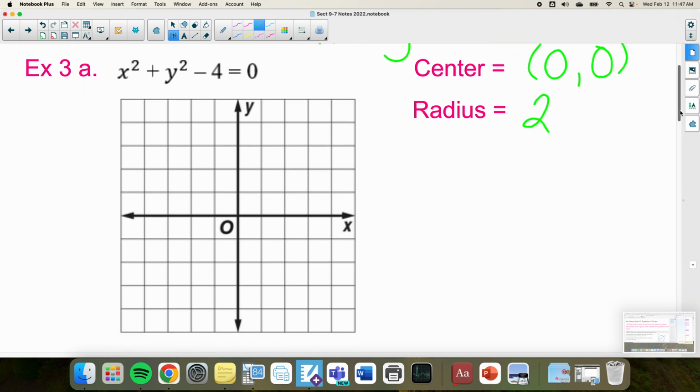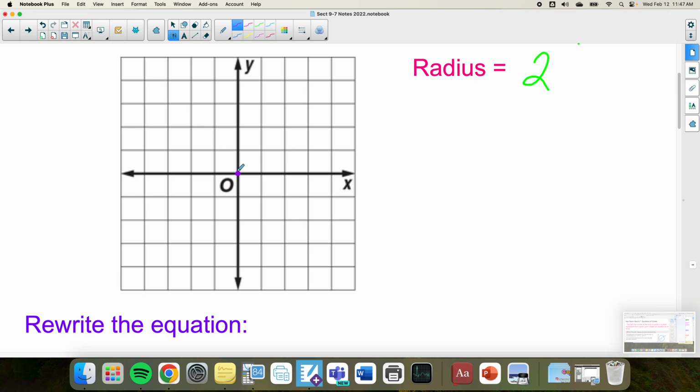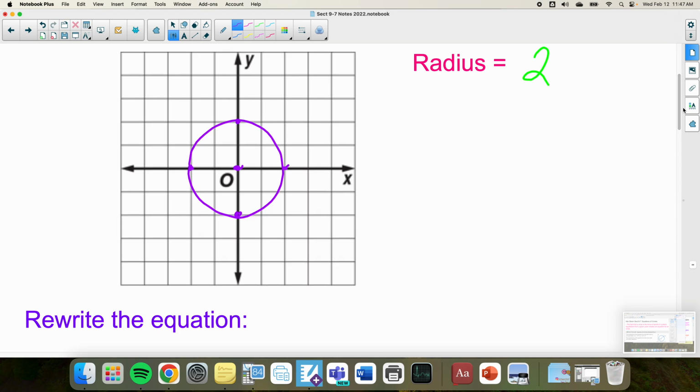So I'm gonna just super quick plot that. So you're gonna have this little circle around the origin that's 2 in each direction. Okay.